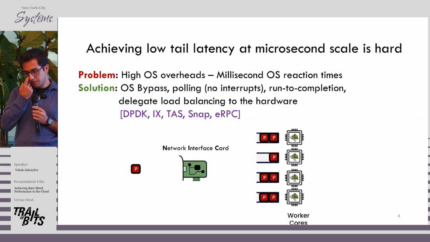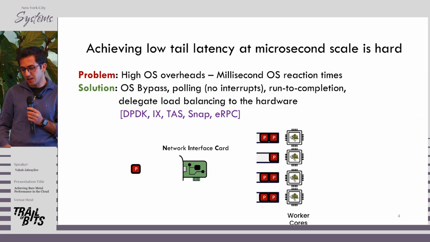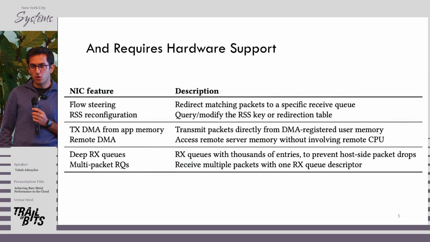For your reference, DPDK is the main enabler here, and most of the systems are in one way or another building on top of that. And Snap is the production system used by Google. They actually have a 2019 SOSP paper about this. ERPC is the best system with the performance according to my knowledge. One common thing is that all of these systems require hardware support in one way or another.